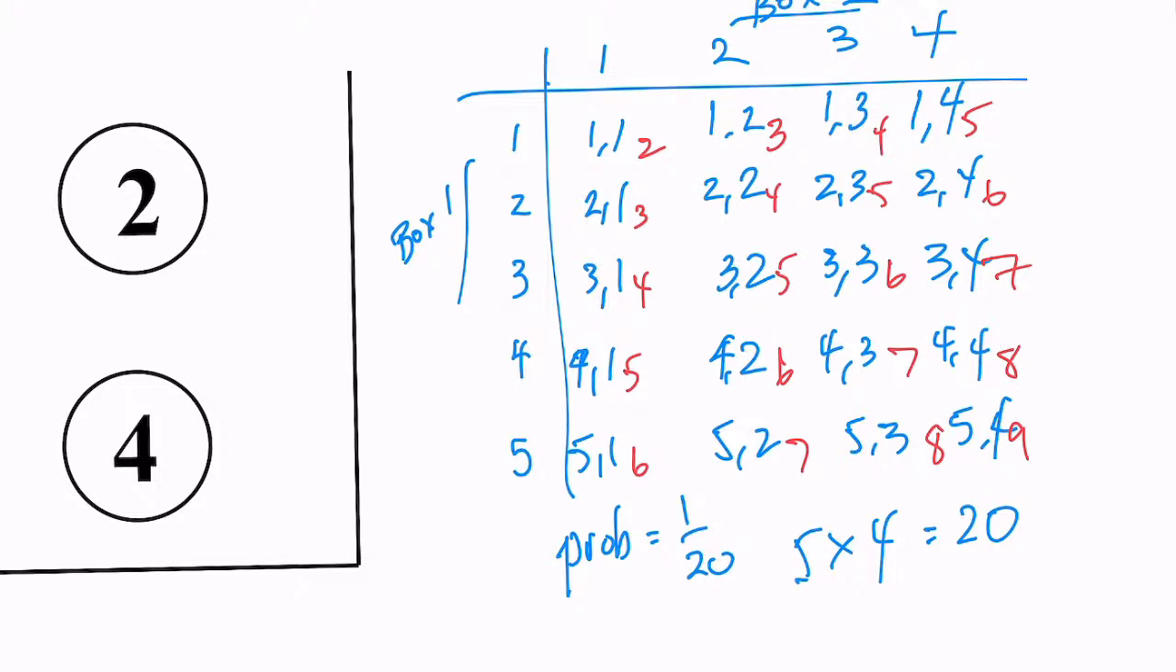But some are more likely than others. Which one is the most likely? Which is the sum that's the most likely sum?